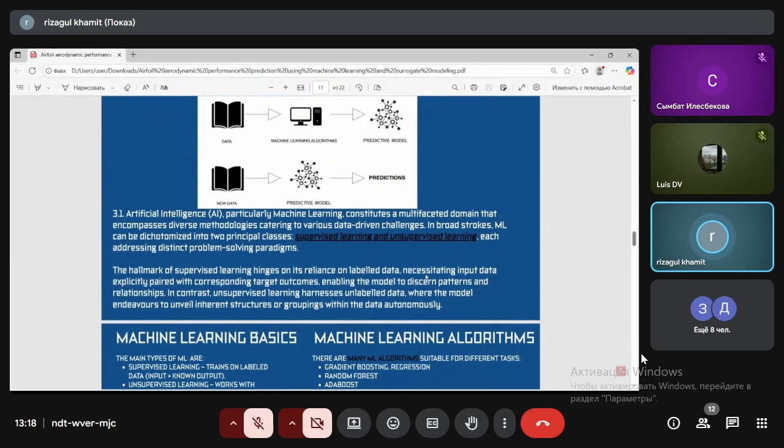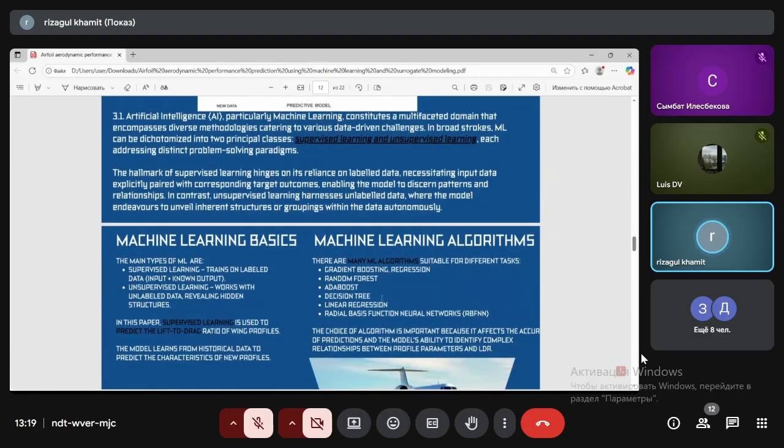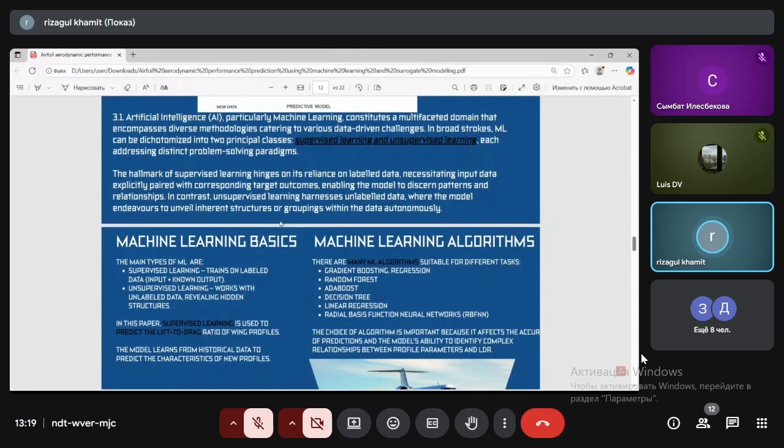As I have mentioned, machine learning has two main types: supervised and unsupervised. Supervised learning relies on labeled data, necessitating input data explicitly paired with corresponding target outcomes, enabling the model to discern patterns. In contrast, unsupervised learning harnesses unlabeled data, where the model endeavors to unveil inherent structures or groupings within the data autonomously.